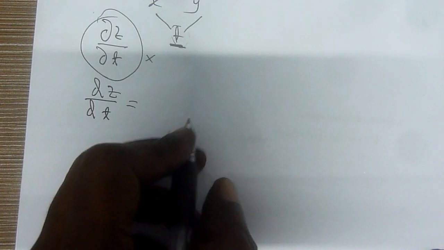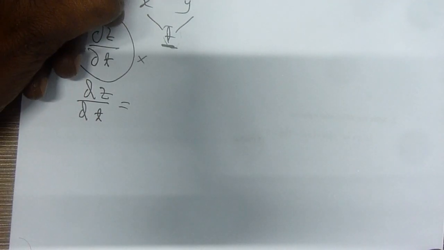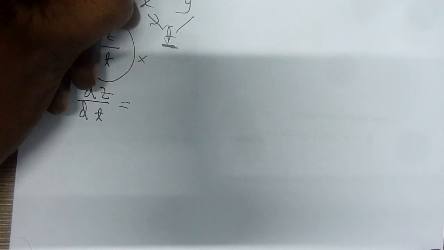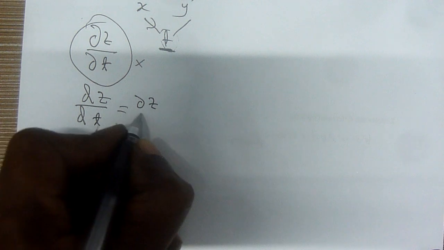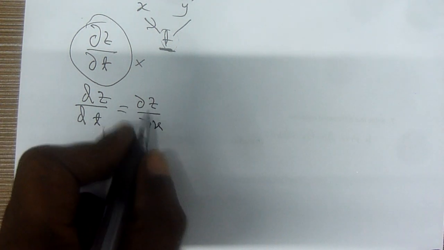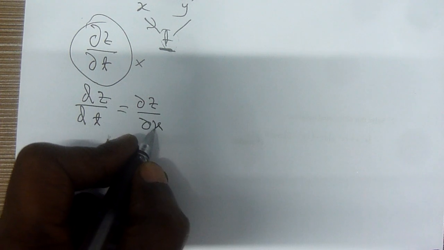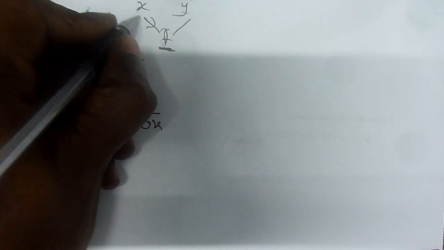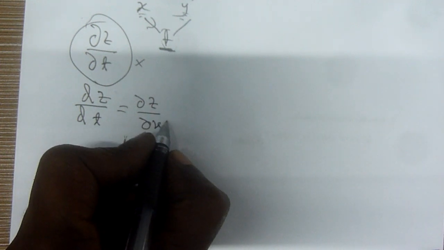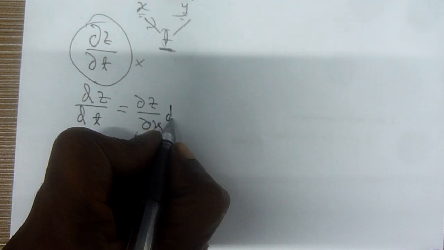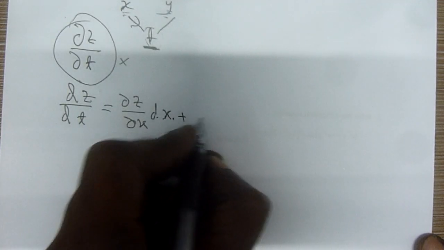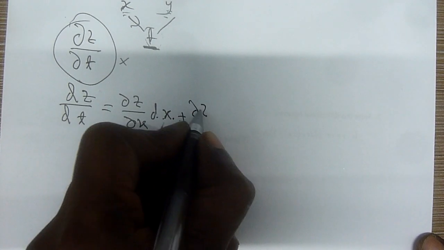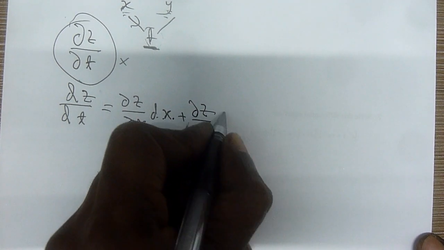Again, you need to use the combination of x and y. Then z comes down to here. Therefore, the first thing is del z to del x. Why is it partial? Why am I showing this as a del? Because there are more than one variable. And this is dx. And what is the combination of this again? It's del z to del y, which is dy.